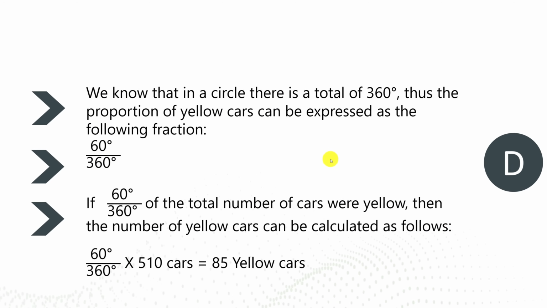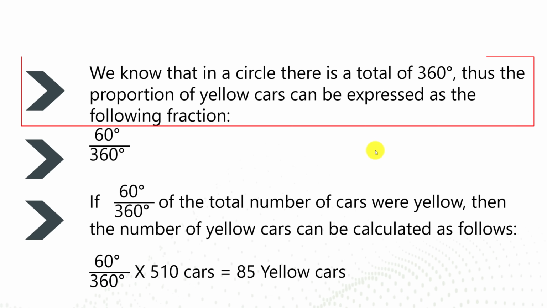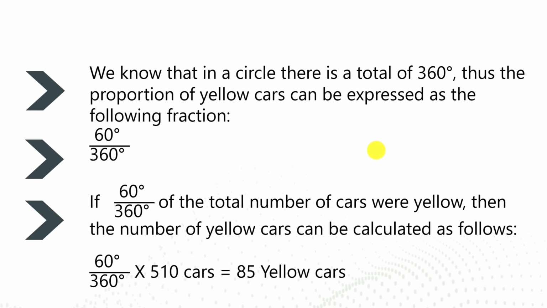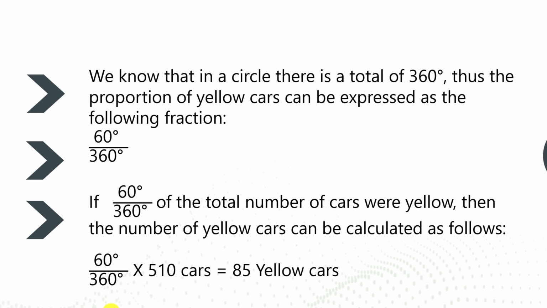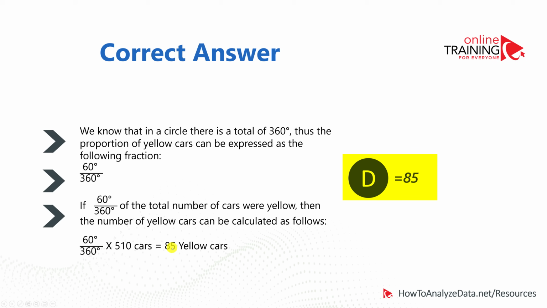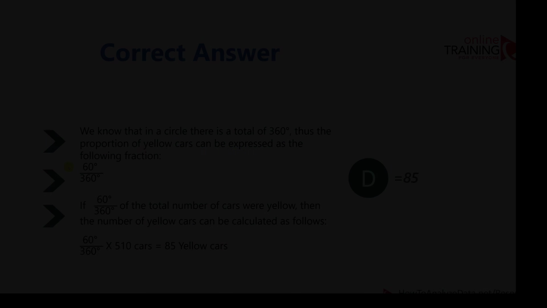Let's recap. We know that the circle is a total of 360 degrees, and the proportion of yellow cars can be expressed as 1/6 of 360. When we divide 510 by 6, we get 85, and 85 is the number of yellow cars that passed under the bridge during the 1-hour period. I'm pretty sure you've got this one correctly.